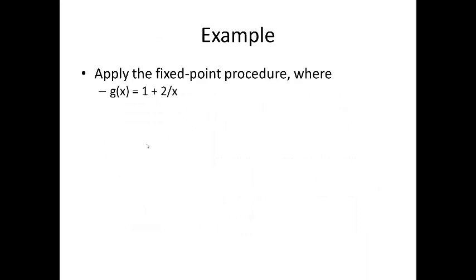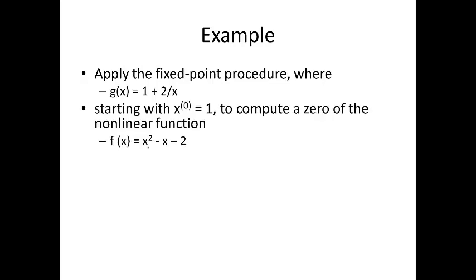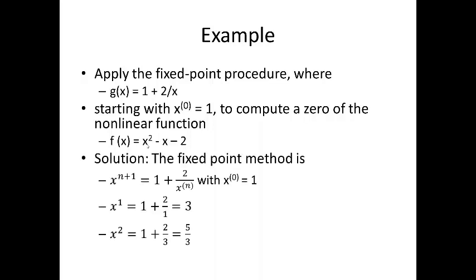So we want to apply the fixed point procedure where g(x) = 1 + 2/x, starting with x_0 = 1, and compute a zero of the nonlinear function f(x) = x^2 - x - 2. So the fixed point method is x_{n+1} = 1 + 2/x_n, with x_0 = 1. That's given by our g(x).